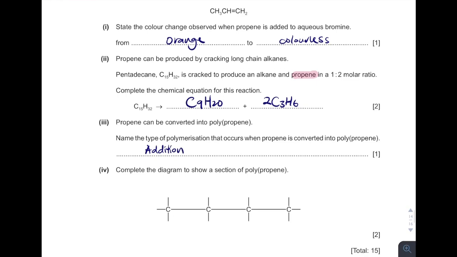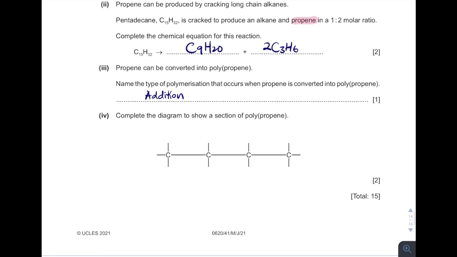Then complete the diagram to show a section of polypropene. How do you draw polypropene? Remember, propene has a total of 3 carbons. In addition polymerization, alkenes form polymers by breaking a double bond, and you need only 2 carbons to form a double bond. So from here we know that there are a total of 2 repeat units. You're asked to draw 2 repeat units.